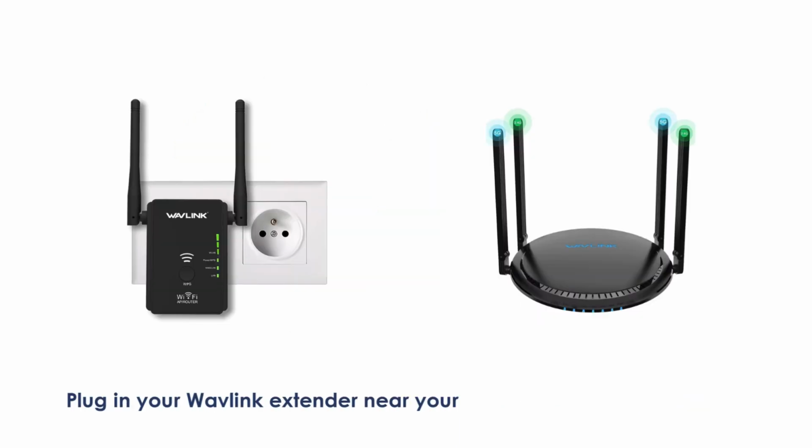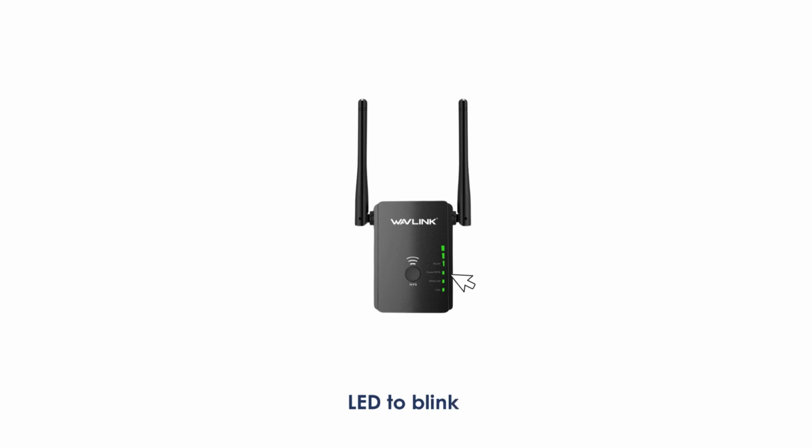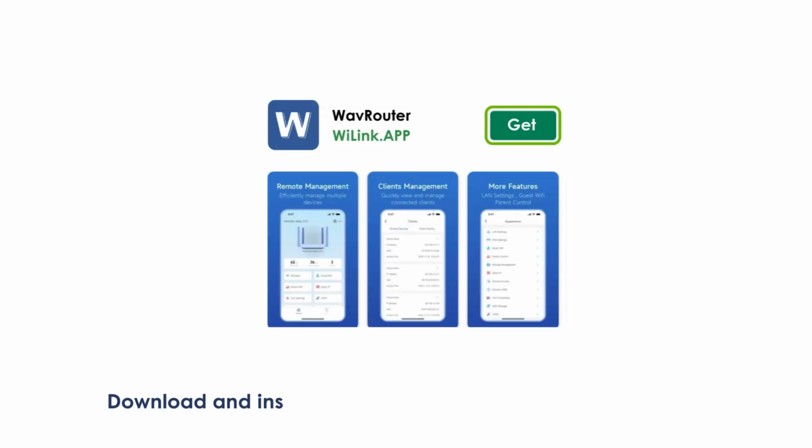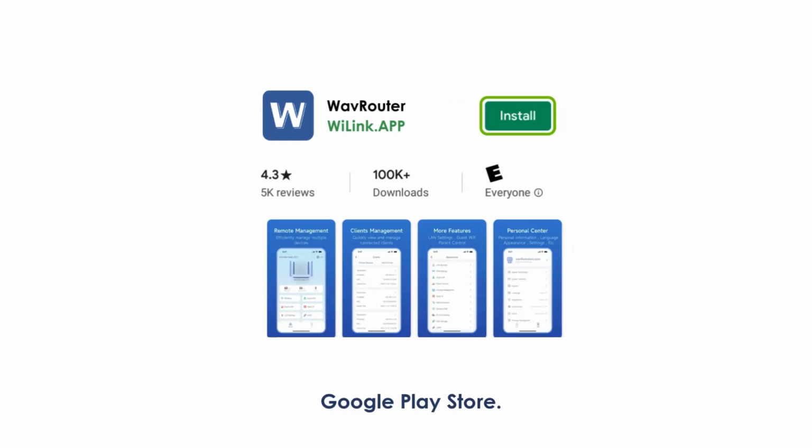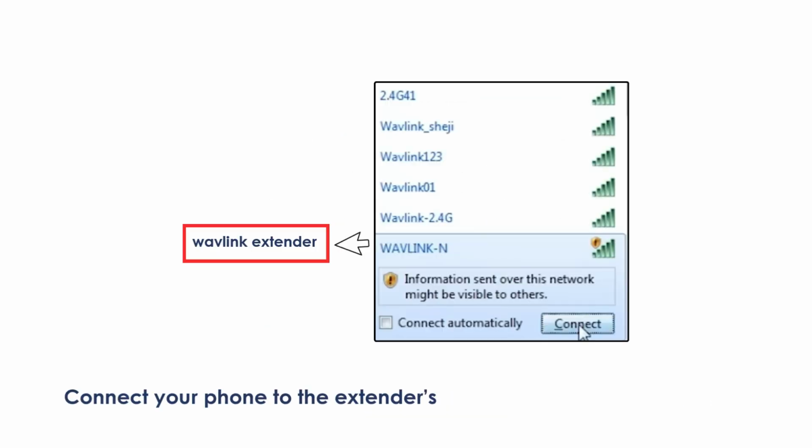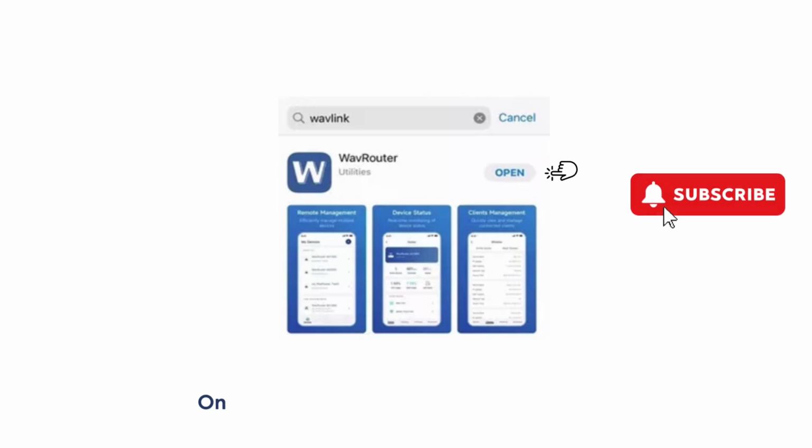Plug in your Wavlink extender near your router and wait for the power LED to blink. Download and install Wavlink Wi-Fi app from the App Store or Google Play Store. Connect your phone to the extender's default network, SSID given on the extender label. Once connected, open Wavlink Wi-Fi app.